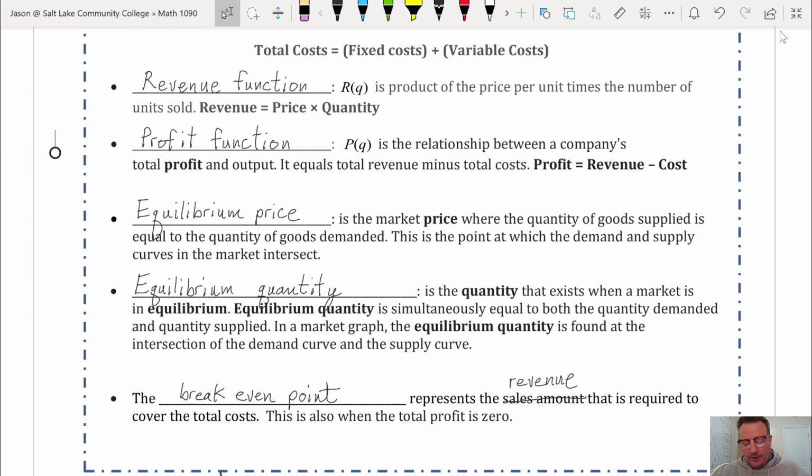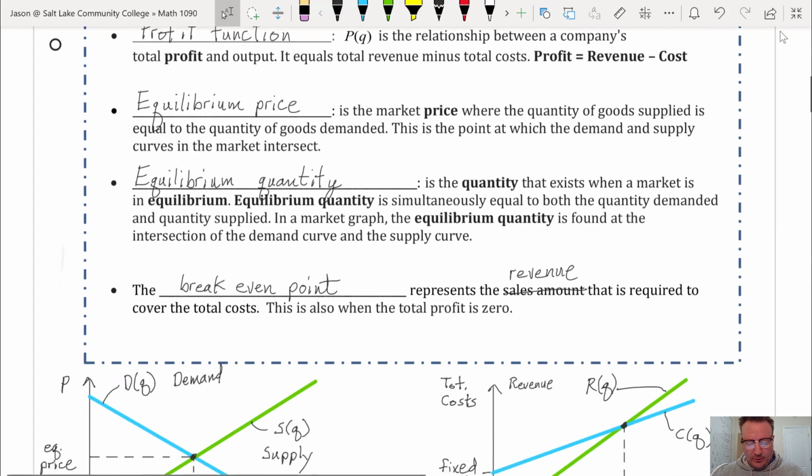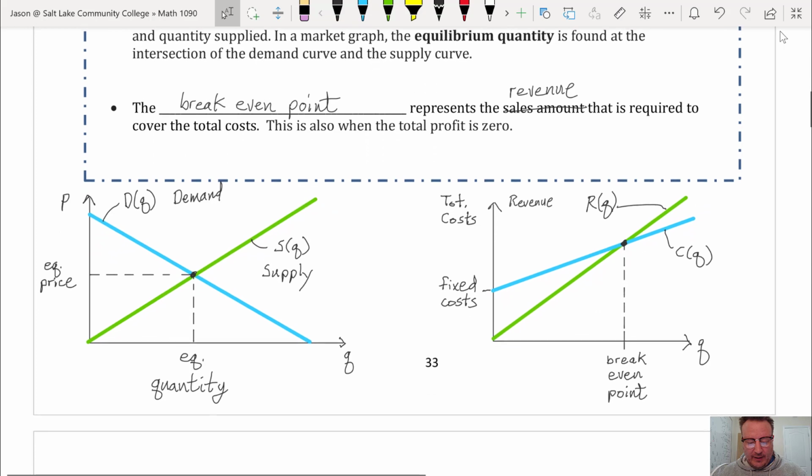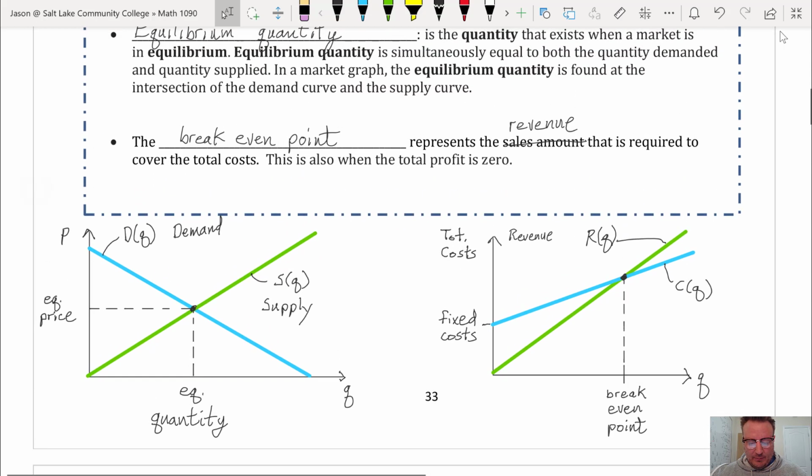Sales amount and revenue are often conflated as being the same thing. They're not necessarily the same thing. The break-even point represents the revenue that is required to cover the total costs. Another way to think about this is also when the total profit is zero.